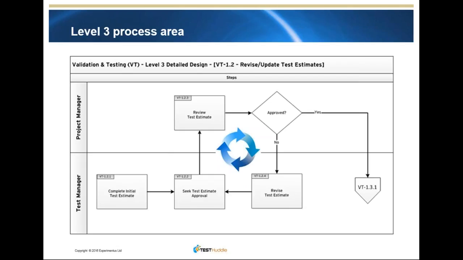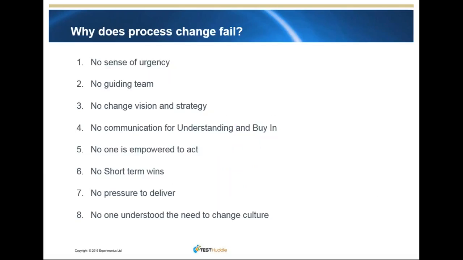So that's a process. This is what we're trying to achieve. We're trying to define this process and get it implemented. So why does process change fail? The subject of my presentation. Let's go through 8 key areas which create reasons why process change may fail for organizations. Process change fails because there's no sense of urgency.